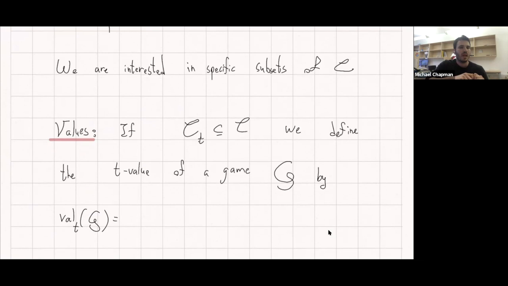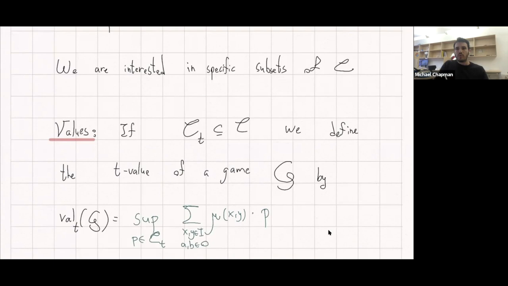Anyway, given a subset of correlations, which I denote by C subscript T, we define the T value of the game in the following way. We have a set of correlations, and we want to define some supremum over the set. So we take all the correlations from the set and we calculate the following sum for them. We take mu of xy times p. This sum goes over all x and y in I and all a and b in O.